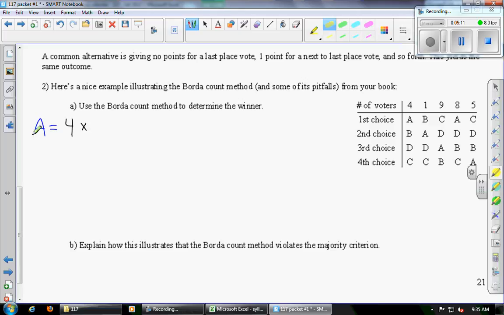So I'm looking in the first row. There's some first place votes for A. Those people like B, those ones like C. There's some more first place votes for A, and that's it, right? So true or false? A has 2 first place votes. A does not have 2.